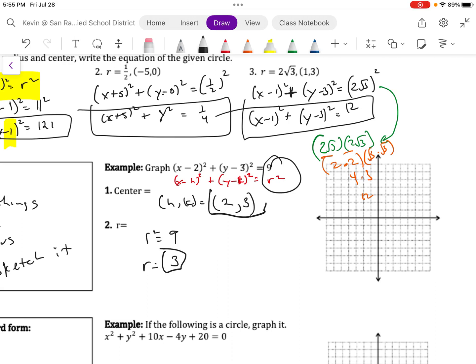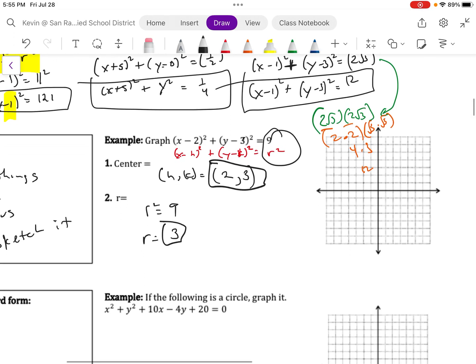Okay, put boxes around my answers. Oh, I didn't sketch it though. This is it, and we'll move on. So let's sketch it. We know 2, 3, there's our center. And our radius is 3. So I'm just going to count up, 1, 2, 3. Put a dot there. Count right, 1, 2, 3. Put a dot there. And so on for the other directions. And just connect my dots as best I can, which is not very good. And I have my circle.